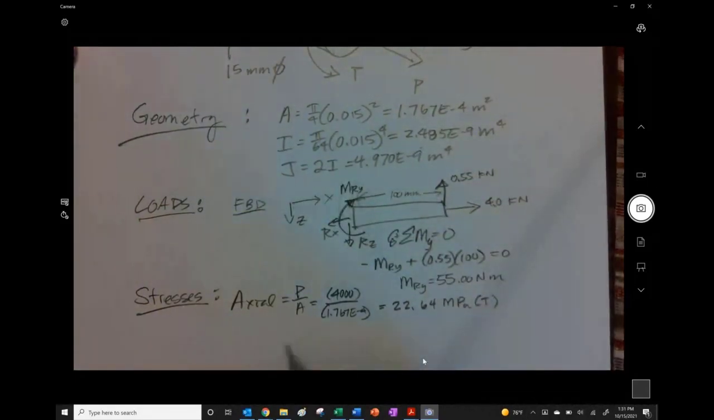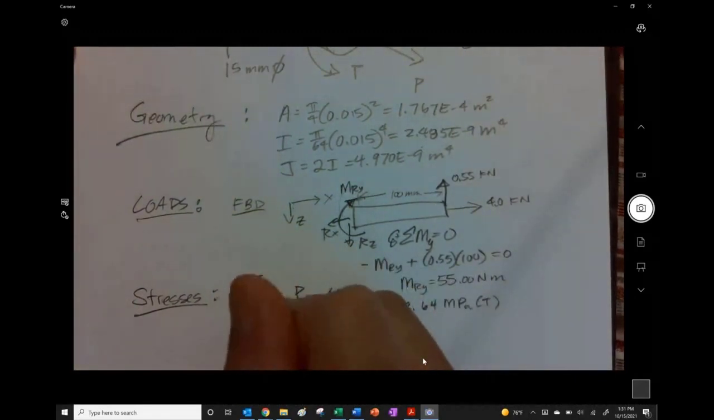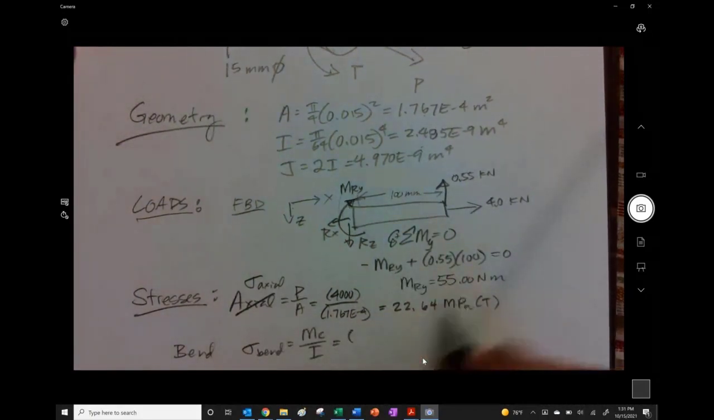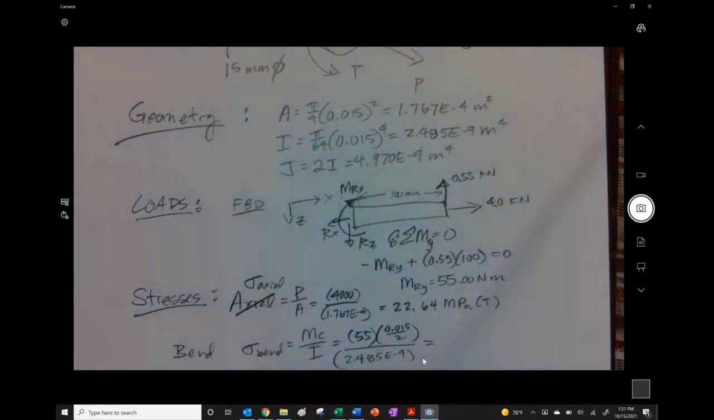So I don't know why I wrote axial like that. I meant to go axial like this. I meant to write it over to the side and then to go bend. Mc over I. So we're going to get our 55 Newton meters times half of our diameter, 0.015 divided by 2, divided by our I of 2.485 e minus 9. And what are we going to get?